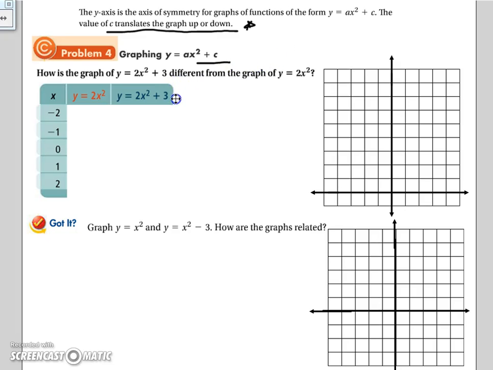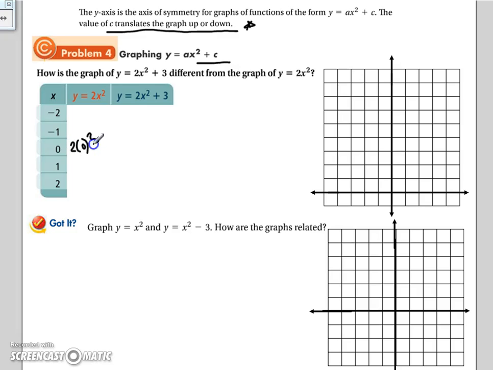But we're going to graph our parent function so you can see this happening. So the first one we have y equals 2x squared. And again, we can use our -2, -1, 0, 1, and 2. Since we know that it is symmetrical, we don't have to plug in our -2, -1 values. We're just going to plug in the 0, 1, and 2. So we're going to plug in the 0 for our x.